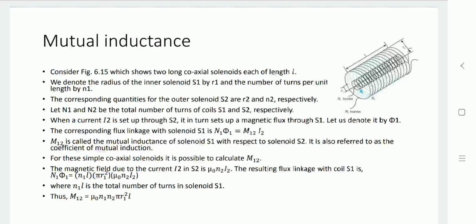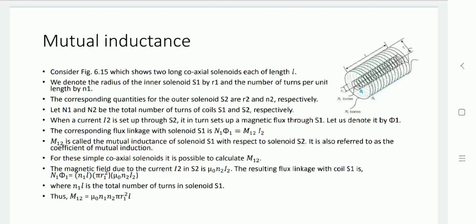So in S2, current I2 is there, and based on that phi 2 flux is there. That phi 2 flux is affected over the S1 solenoid, so phi 1 flux is generated within S1. So we can say the flux linkage is N1 phi 1 for solenoid S1, and within that S1 solenoid, the flux is generated based on the current I2 passing through S2.